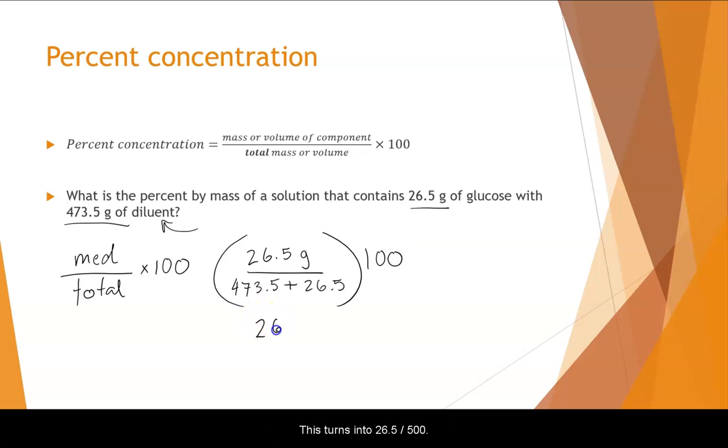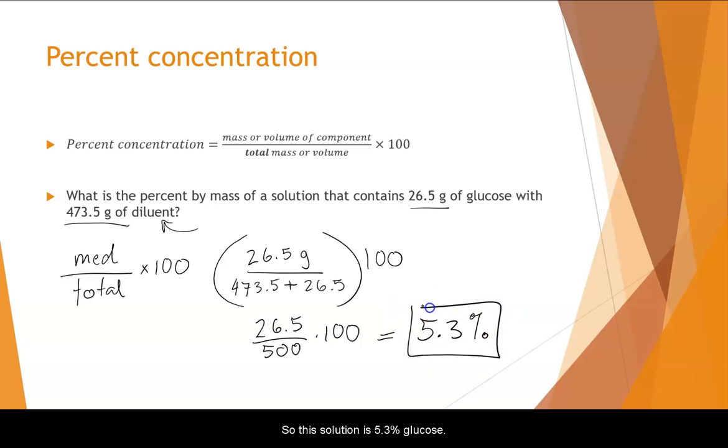This turns into 26.5 divided by 500 times 100, which works out nicely to 5.3. So this solution is 5.3% glucose.